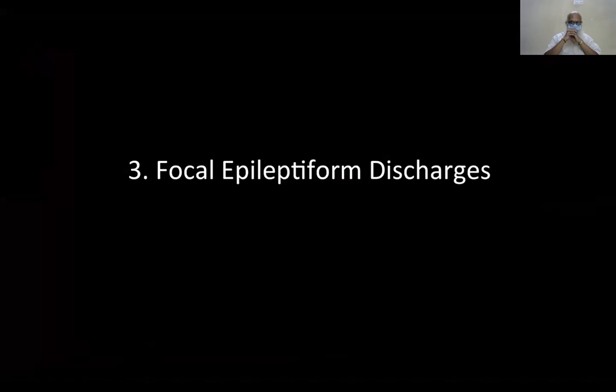Focal epileptiform discharges are generated by synchronous abnormal electrical activity in a large population of neurons in the cortex. Focal epileptiform discharges can be an indicator that the brain is capable of generating seizures and can be a helpful prognostic and diagnostic finding in patients with epilepsy.